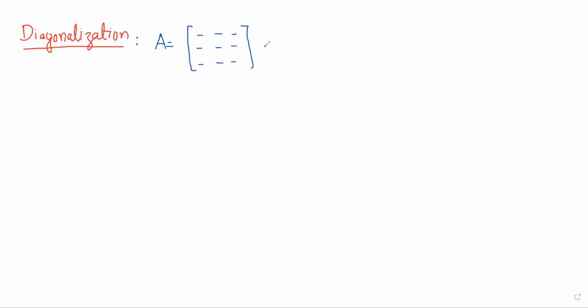Hello. So today again I will continue this topic of diagonalization. In diagonalization you have a matrix A, for example this one, and then you convert that matrix into P D P inverse.